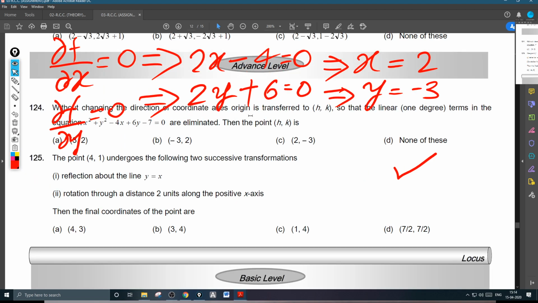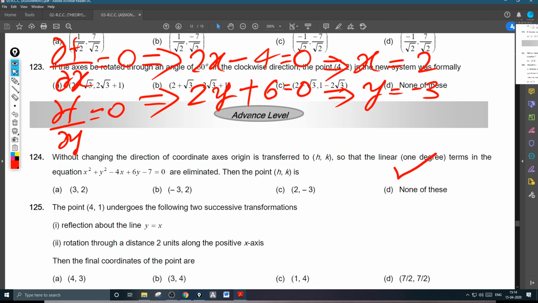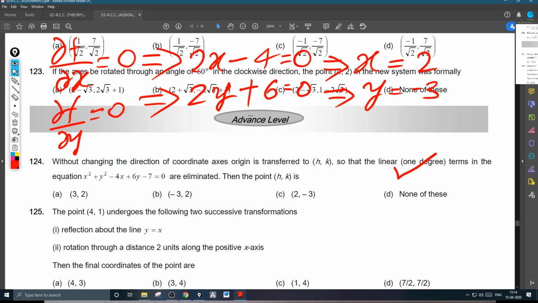Yeah, now you can see the question, solution and the question. This is the answer. So ∂f/∂x equal to 0 and ∂f/∂y equal to 0 gives you 2x minus 4 equal to 0, x equal to 2, and 2y plus 6 equal to 0, y is equal to minus 3. So (2, -3) is the answer. Okay?